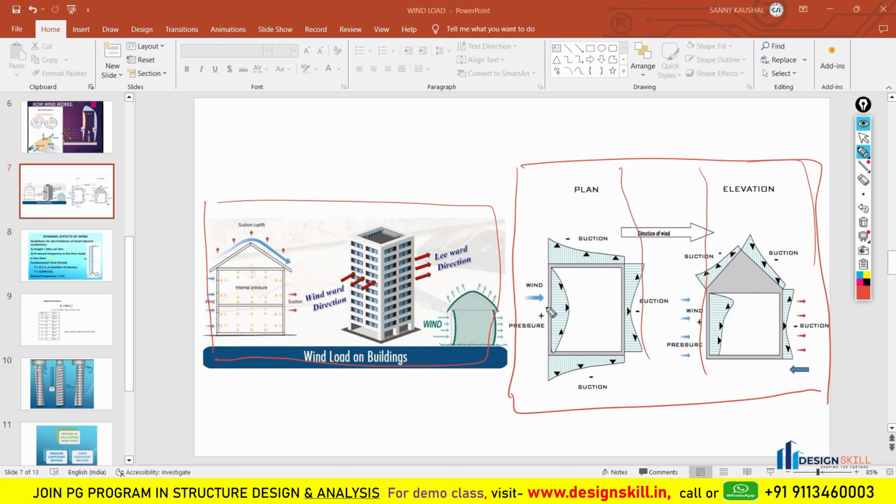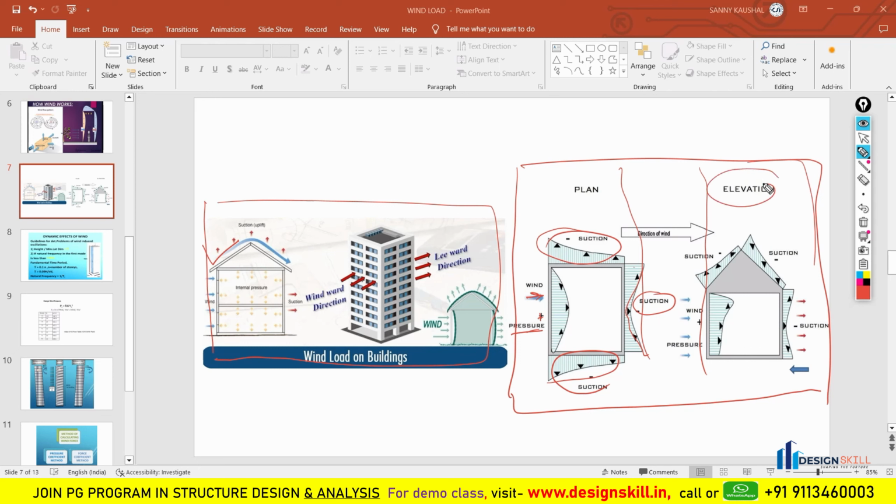Now, same thing like how the pressure was created in this particular diagram, the same thing here also. So wind is applied in this direction, the positive pressure is created, and due to this positive pressure, negative pressure is created at this position. This is the suction area, and here also negative pressure, and here is a negative pressure.